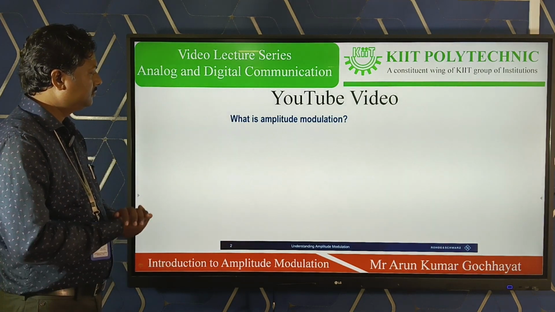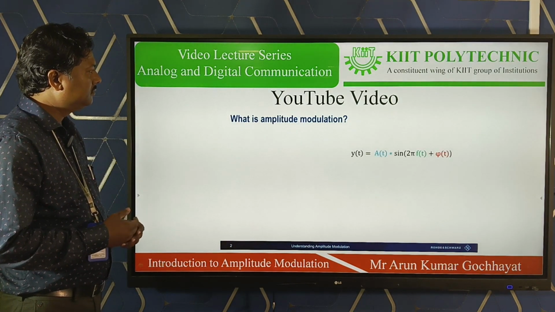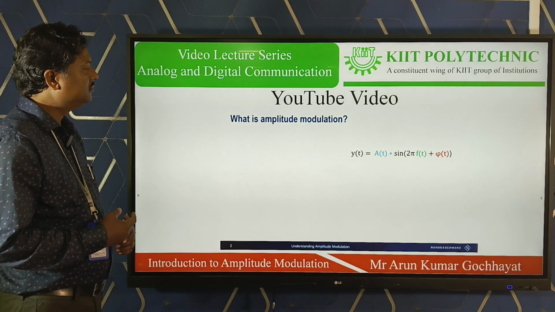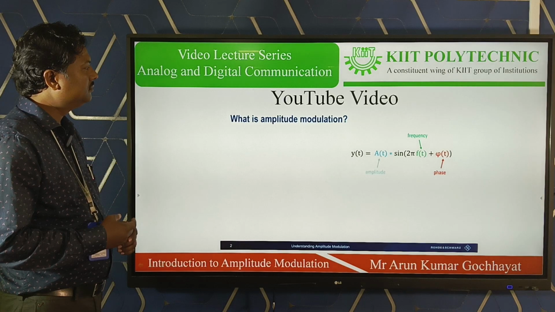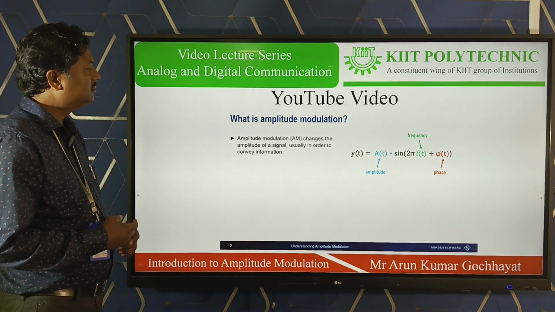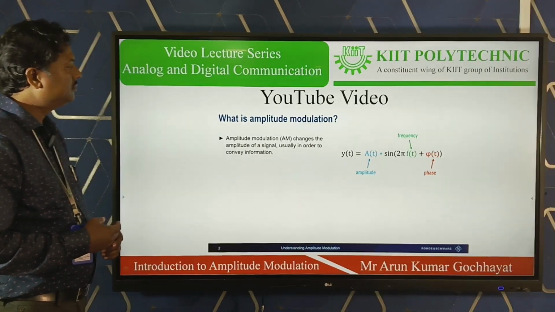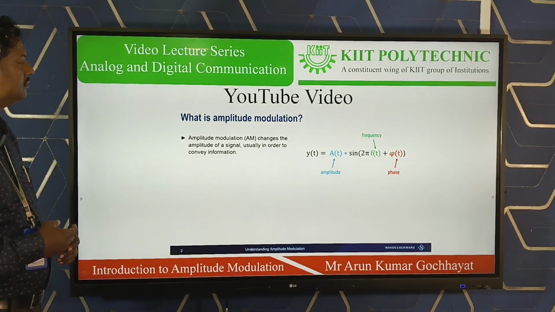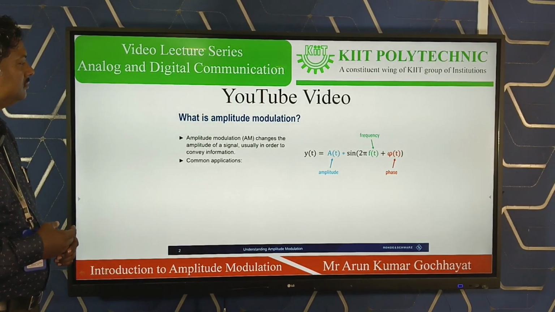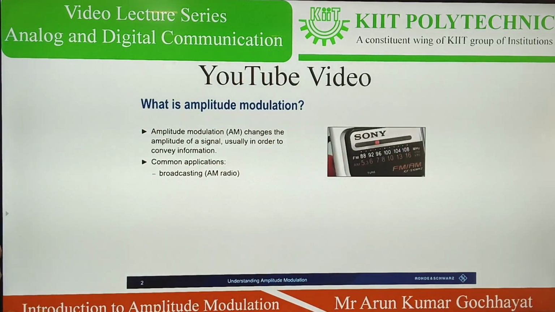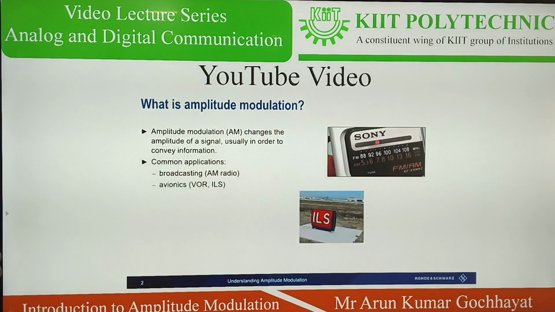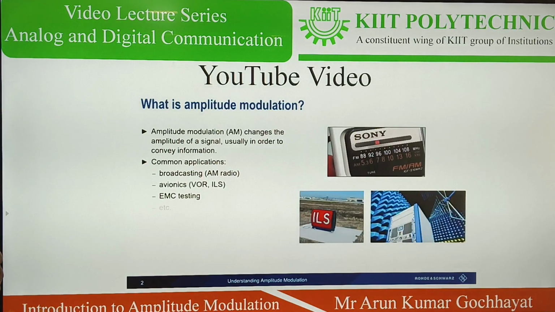Modulation is the process of varying a transmitted carrier in order to convey information. There are three things we can change about a sine wave: its frequency, its phase, and its amplitude. In amplitude modulation, or AM, we convey information by changing the amplitude of the carrier. AM is used in a variety of applications. Most people are, of course, very familiar with the use of AM in radio broadcasting, but there are many other application areas for AM, such as avionics, EMC testing, etc.